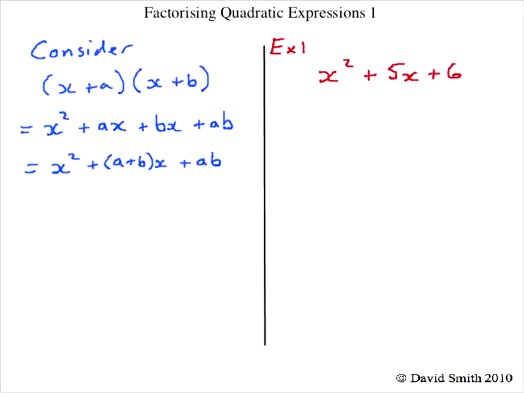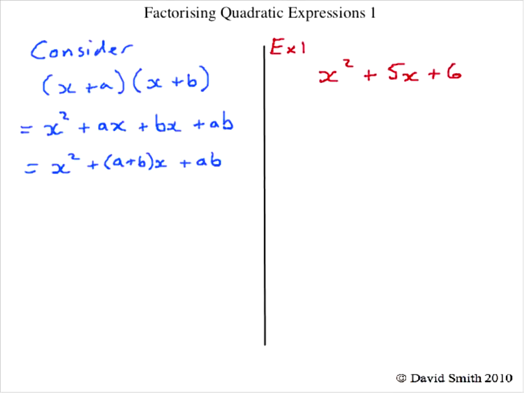Now then, let's have a look back at our expansion of brackets. Notice that the two numbers that go in the back of the brackets have to add together to give the number in front of the x, the amount of x's we have. The two numbers at the back of the brackets have to multiply together to give the constant term on the end. So I'm looking for two numbers that multiply together to give plus 6 and add together to give plus 5.